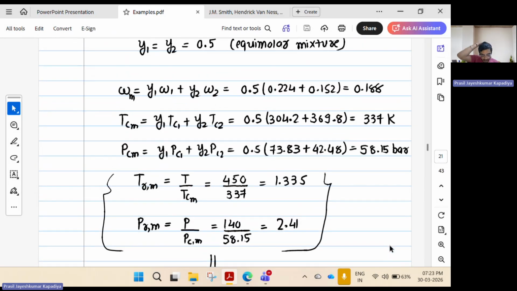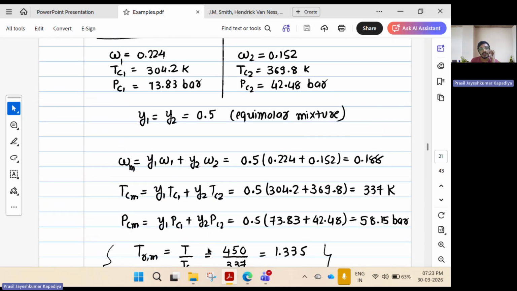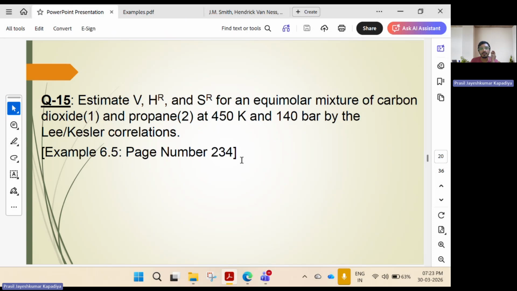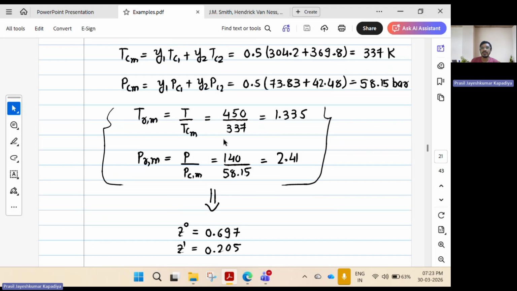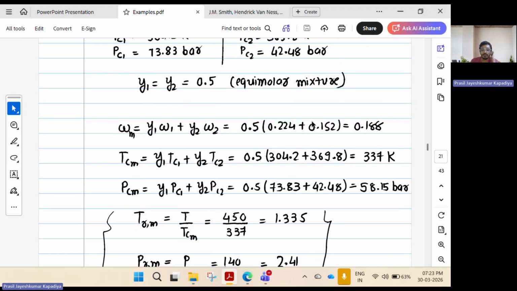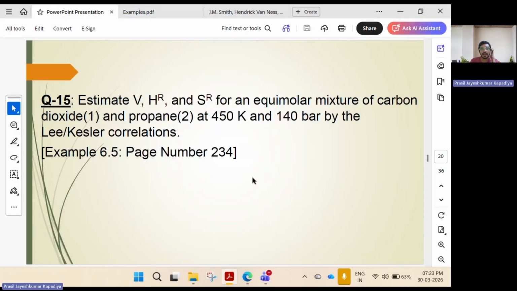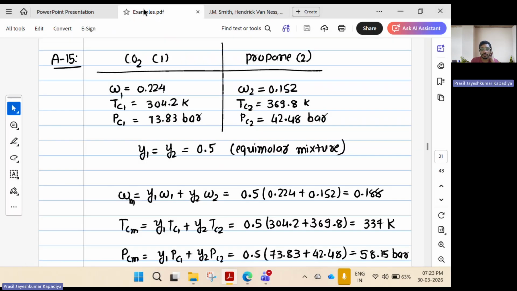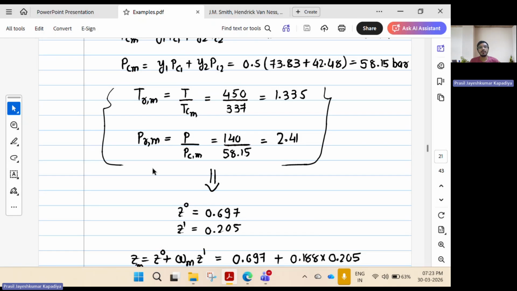Now to use this Lee-Kesler relation, we need to find the reduced properties. So the reduced temperature of the mixture is equal to T divided by Tc of the mixture. What is the temperature of the system? It is 450 Kelvin. So 450 divided by 337 is 1.335. And for the reduced pressure of the mixture, the pressure of the mixture is 140 bar. So 140 divided by 58.15 is 2.41. So we have TR and PR.